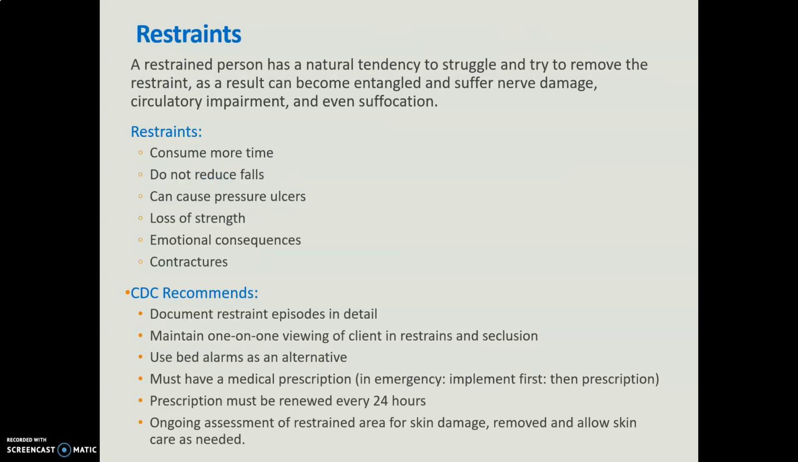A restrained person has this natural tendency to struggle and try to get out or remove the restraint. Because of this, they can become entangled or entrapped or trapped in and around the restraint device, usually some kind of strap. With this, we can suffer nerve damage, circulatory impairment, perfusion issues, and even have someone hang themselves or suffocate. So restraints actually cause more harm than good.